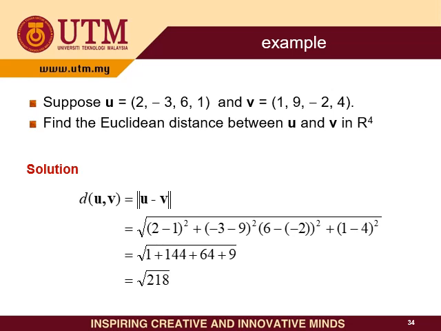Here we see another example. So we have two vectors U and V, and we find the distance between U and V in R4. And the distance is the norm of U minus V, right? Because it is the same. So actually, this is for U1 V1, U2 V2, U3 V3, U4 V4. Then you calculate and you will get your answer.